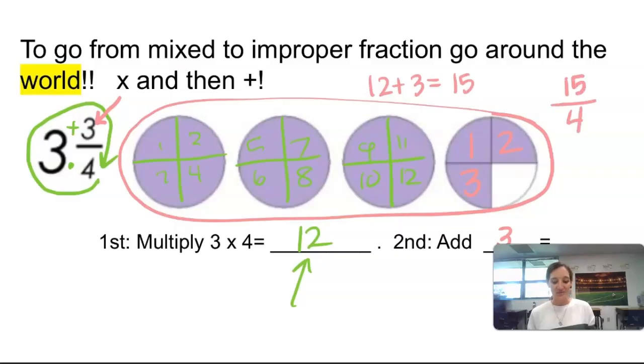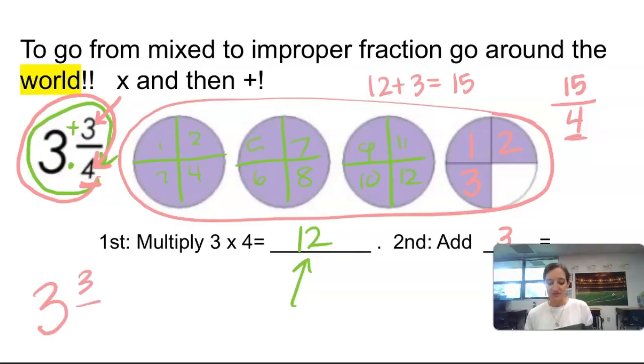Okay, I kept it as fourths, and do you see as we went around the world, we ended up pointing back to the denominator that we're going to use. So we just found out that 3 3/4 is the exact same thing as 15 fourths. So cool, huh? So go around the world by multiplying first, adding the numerator, and then going right back to your denominator.